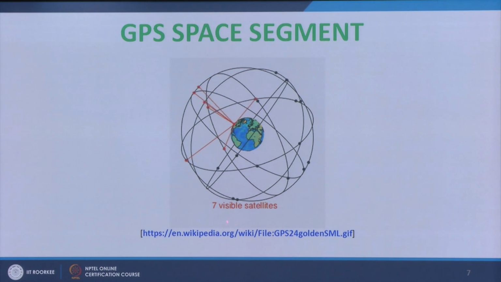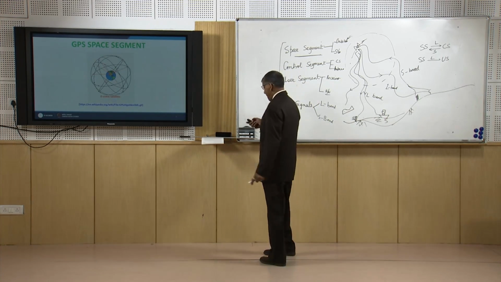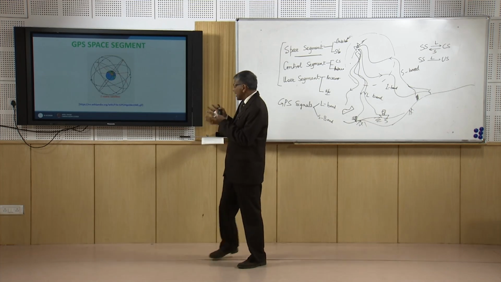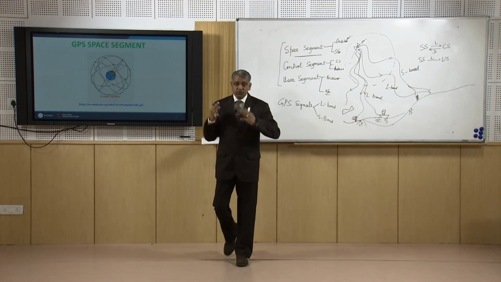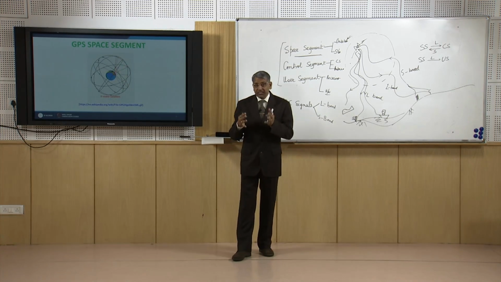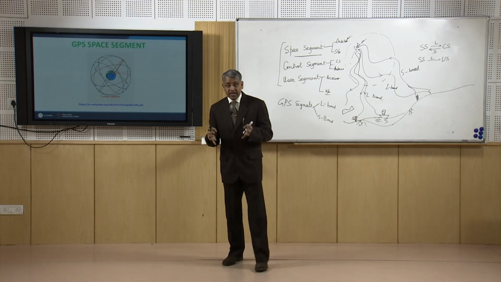Now I am finding here that signals are coming from 6, 7, 8, sometimes 9 or 10, even more than that in many other places. So this is the space segment. The most important thing about the space segment with respect to the user segment is that signals from at least 4 satellites should be available to us at any instant of time.